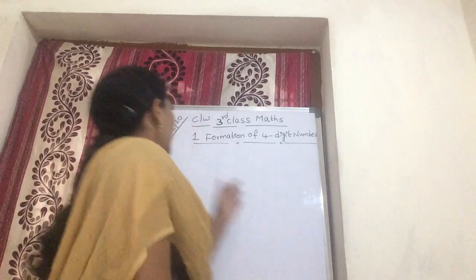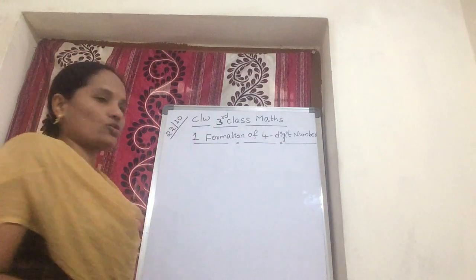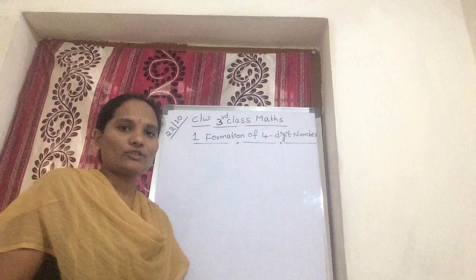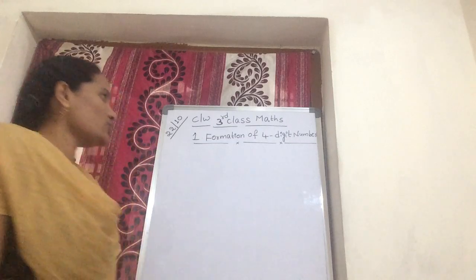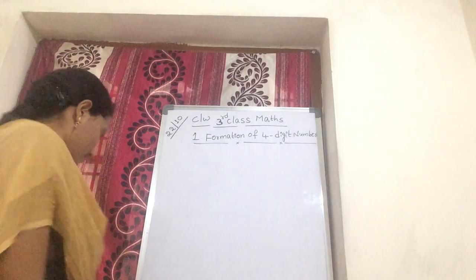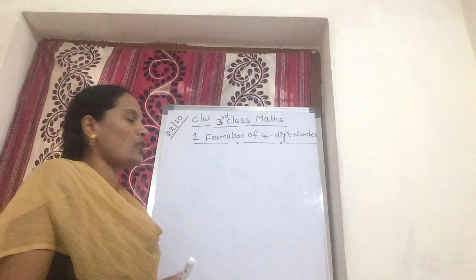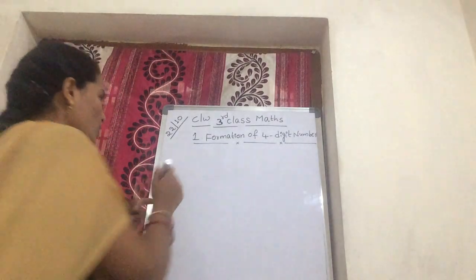And what is our next chapter, Amma? I will start the next chapter. What is that name? Formation of four-digit numbers. What is our next chapter name? Formation of four-digit numbers. Okay, children.